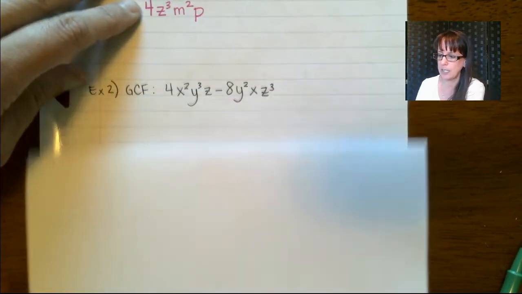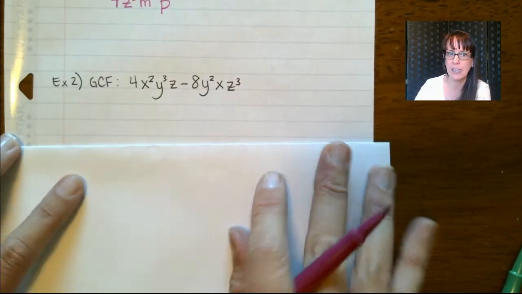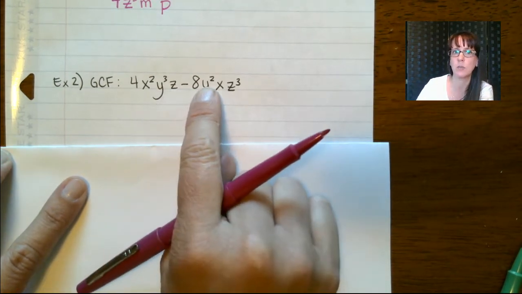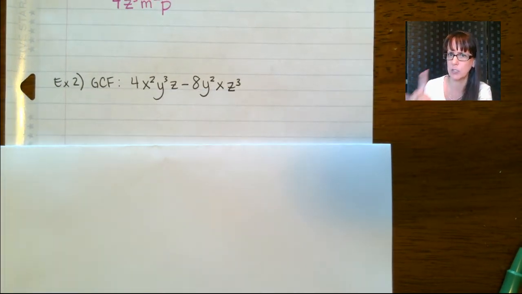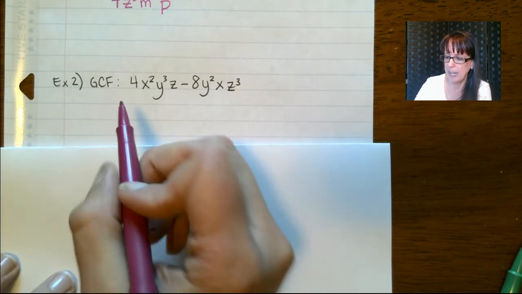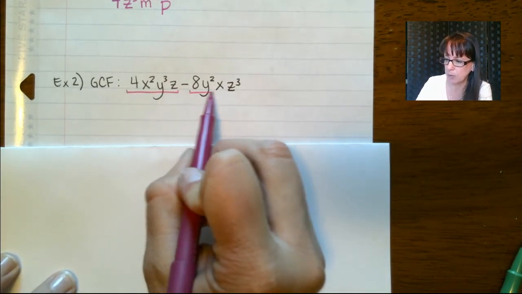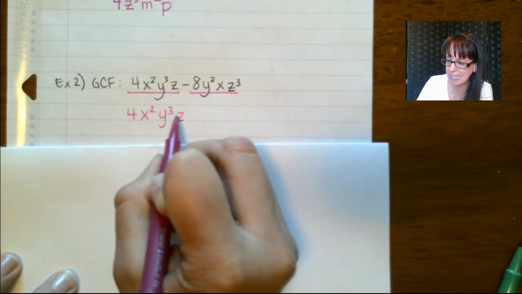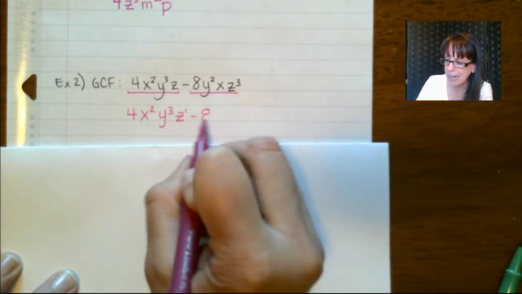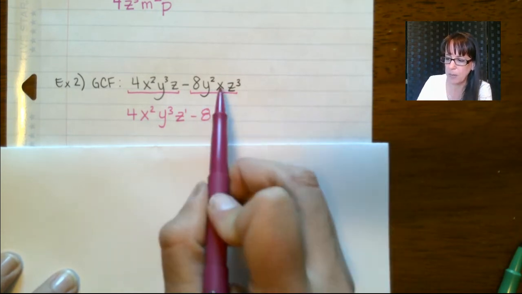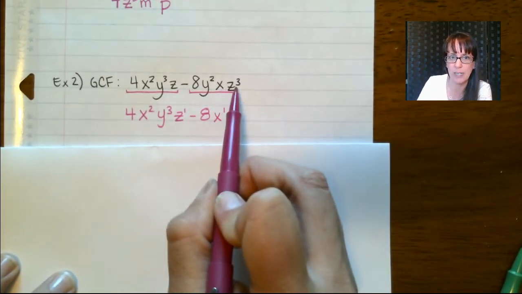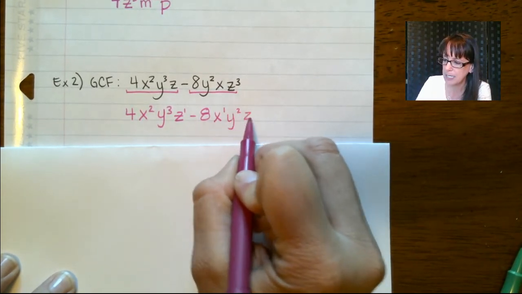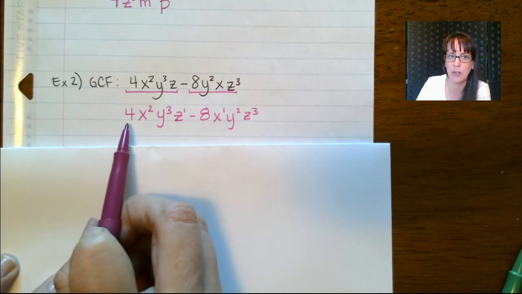So let's take a look at example number 2. We have 4x squared y to the third z minus 8y squared x, and so on. First things first, let's put these in order. If you're unsure, just put them straight in alphabetical order. So what I have is 4x squared y to the third z, and I'll throw a 1 on there just to help us out. 8x to the 1, remember that x, if it's not shown, is 1. It's not a 3. That 3 is only attached to the z. y squared, z to the third.